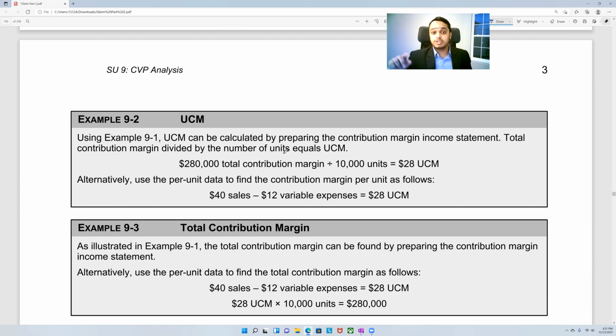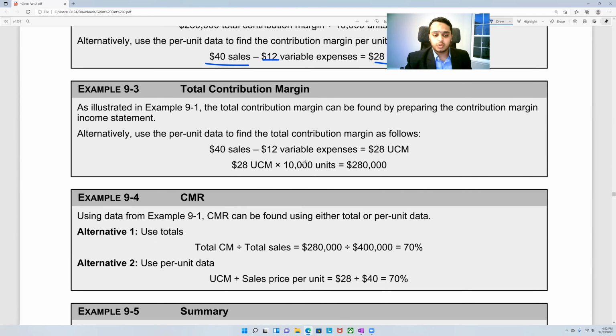Now, what is your unit contribution margin ratio? It is nothing but your unit contribution divided by the sales amount. If you see here, your sales value is 40, your variable expenses is 12, and then your unit contribution is 28. Now, what is your total contribution? Simple, just multiply it with the number of sales.